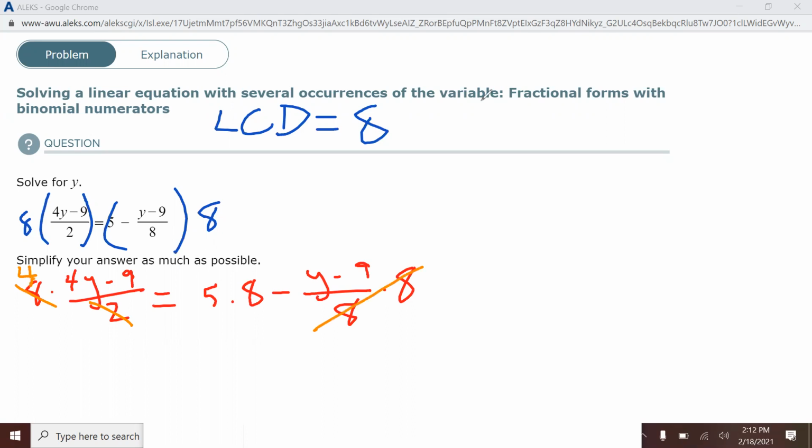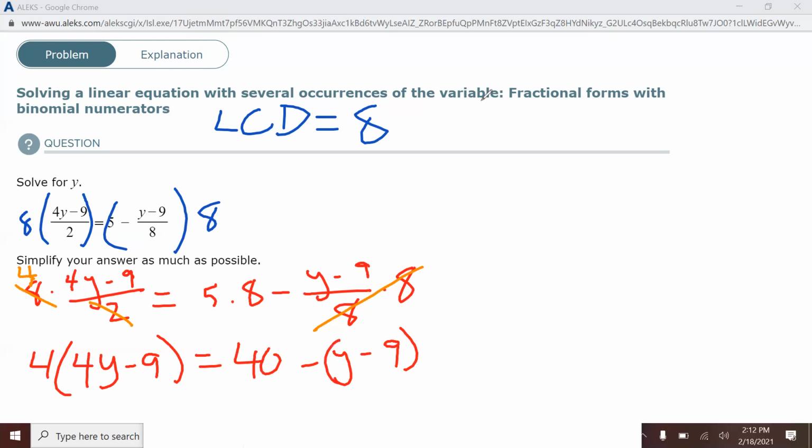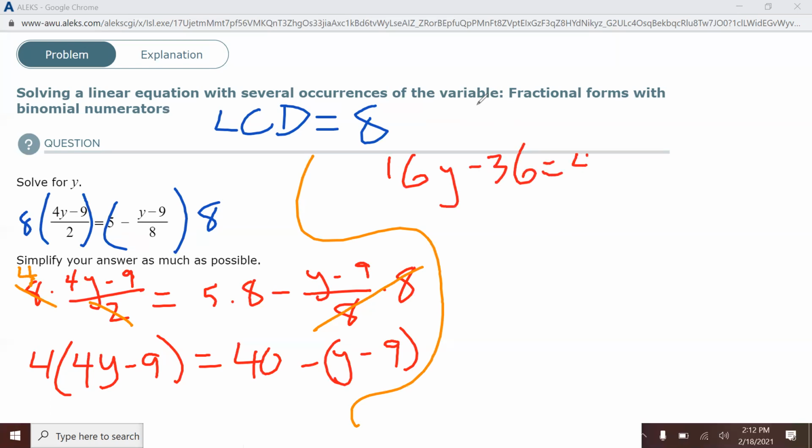So the equation simplifies to 4 times (4y minus 9) equals 40 minus (y minus 9). Notice the parentheses I put in to the equation on both sides. They both need to be there, otherwise I'm going to get it wrong. Next, let's get rid of those parentheses. Distribute them away. And I get this.